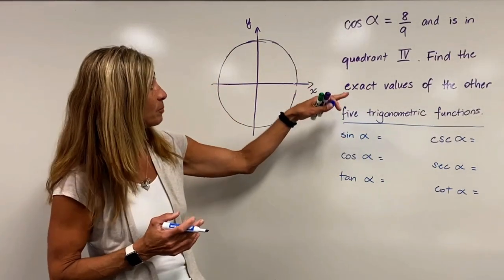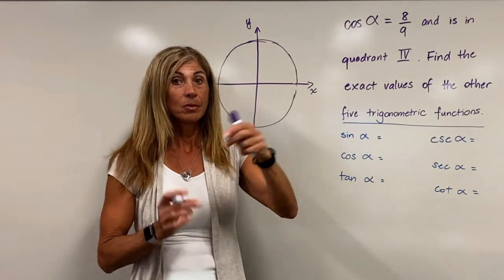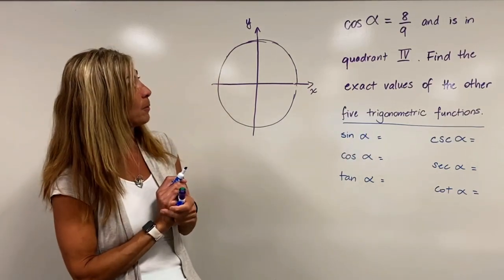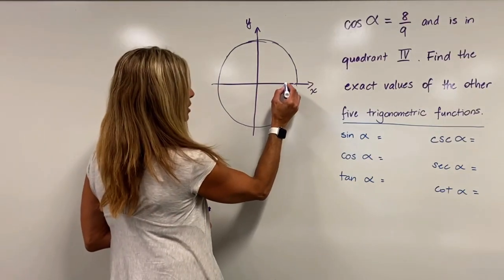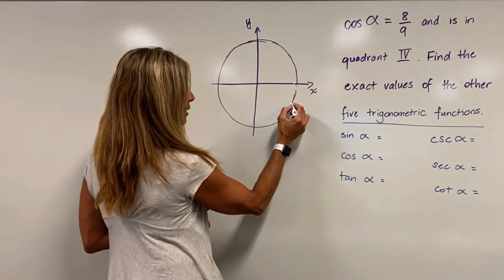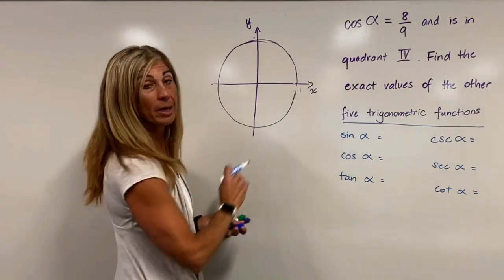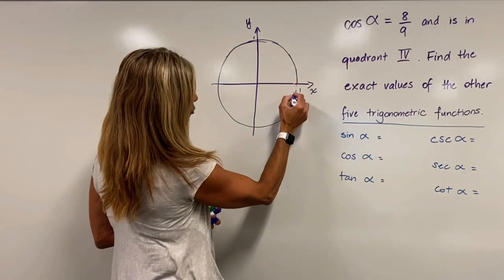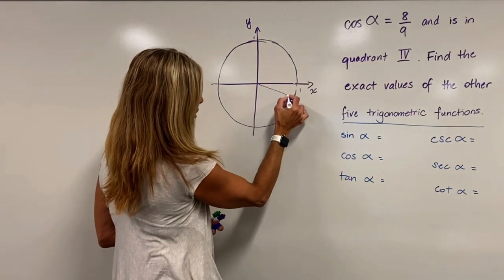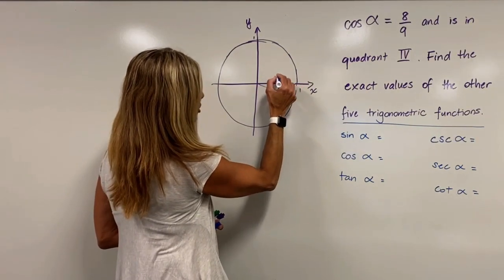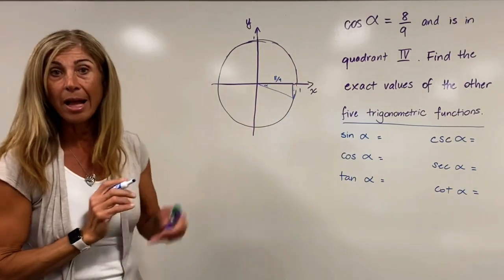You've been given information. Cosine of the angle is 8/9. Recall, cosine measures what? The horizontal length of the angle. And it's in quadrant 4. So we have a horizontal measurement of 8/9 for an angle that is in quadrant 4. We know this is our unit circle with a radius of 1. So 8/9 would roughly put it over here. So we have an angle that has a horizontal measurement of 8/9. There is our angle alpha.